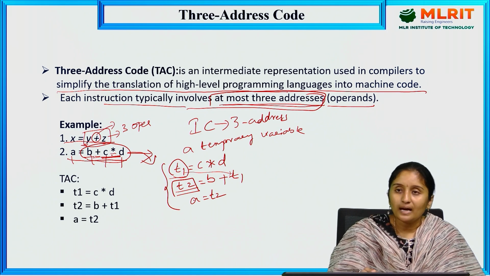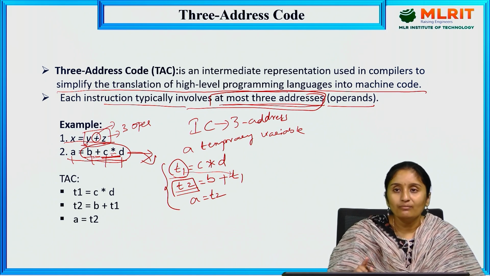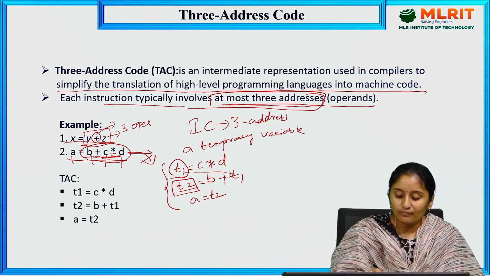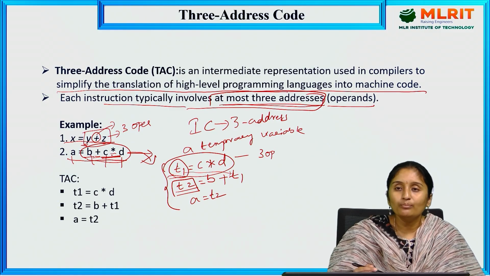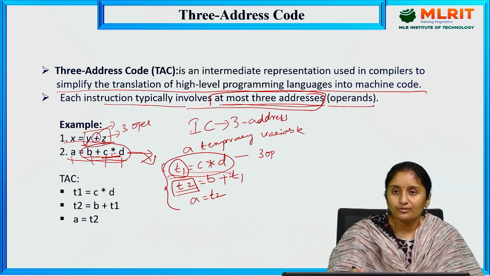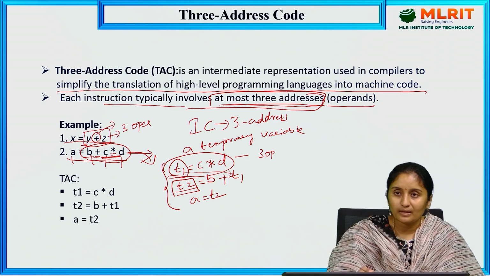So here in the RHS side, we should have only one operator, and in 3 address code, a total of 3 operands should be there. If I am having more than 3 operands, we are going to reduce the expression. We are going to simplify the expression by using some temporary variables.